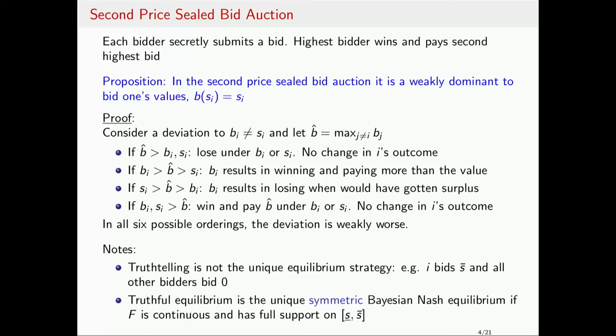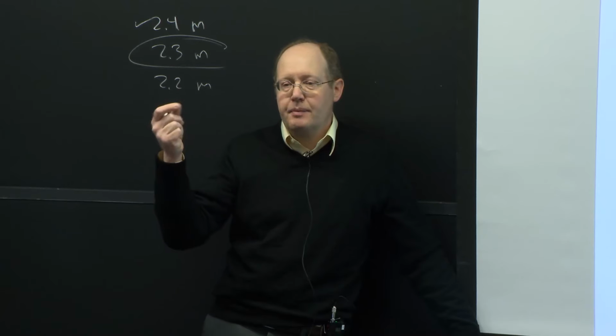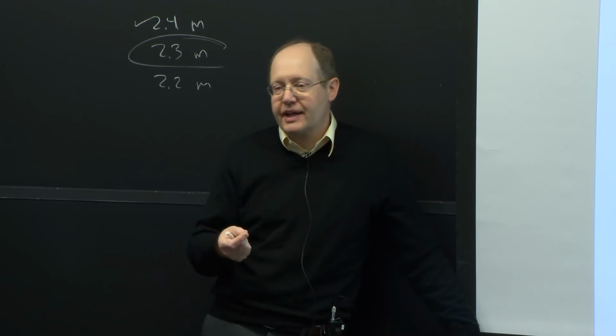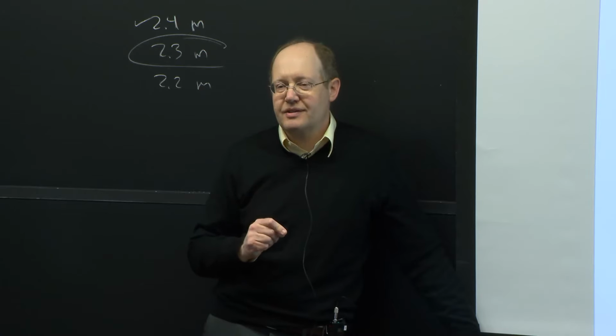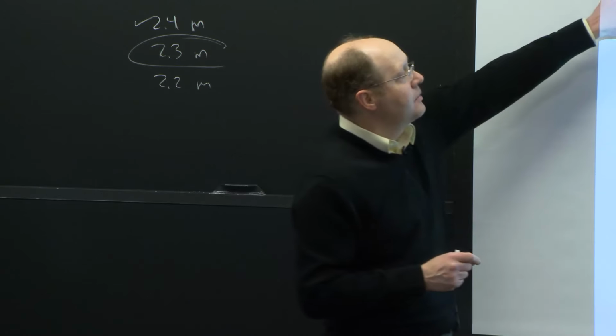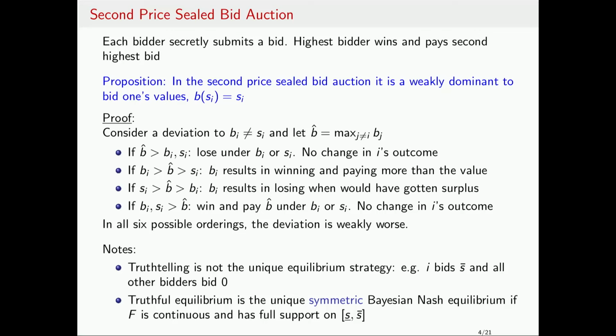For instance, in this model you could have one person bid S upper bar and everybody else bid zero. And then all the bidders bidding zero are happy to bid zero because they can't win unless they bid S upper bar, which is more than it's worth to them. The person bidding S upper bar is happy to bid S upper bar because he's going to get it at a price of zero. Usually we don't pay attention to those equilibria. So usually we think about this equilibrium of this game where everyone just plays their dominant strategy, and that's what they do. It is the unique symmetric equilibrium if you have continuous distributions.